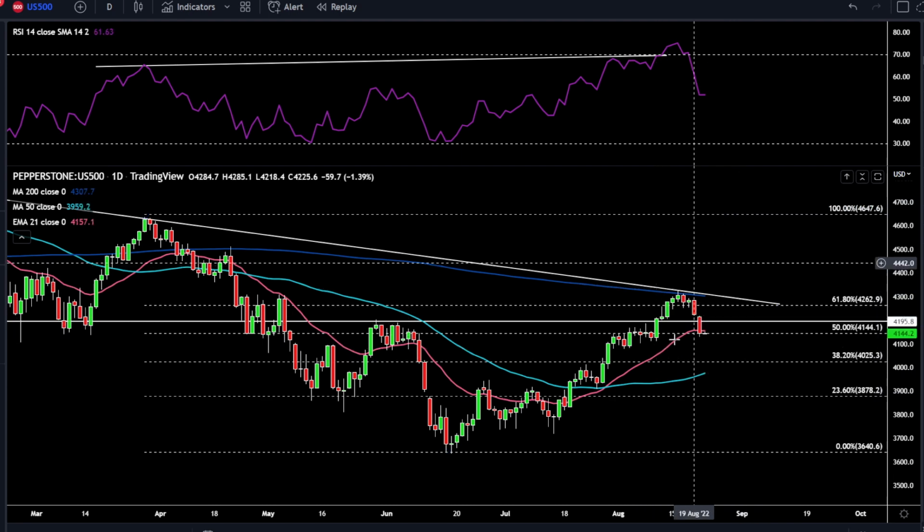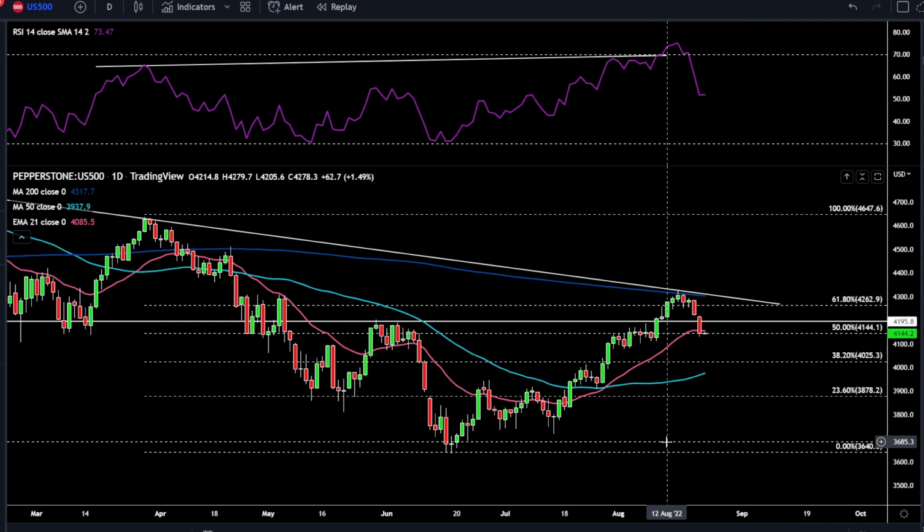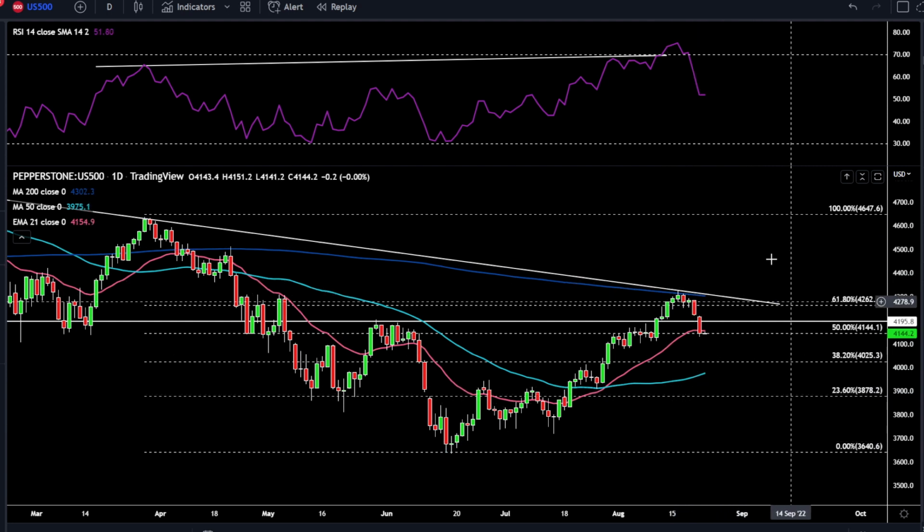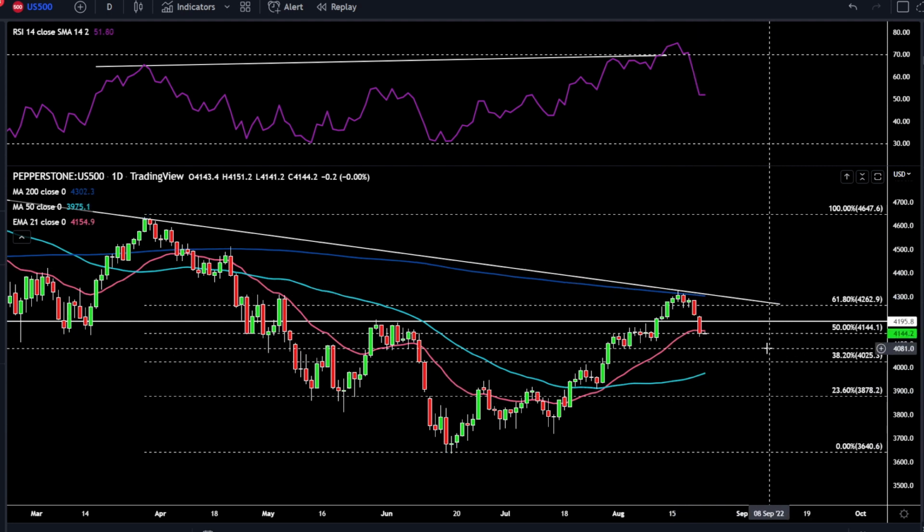21-day simple moving average, as well as the 50% Fibonacci level, providing some support. We're also not far off from that round number at 4.1, where there's a little bit of support here. So we'll have to see what happens throughout the day, the session.